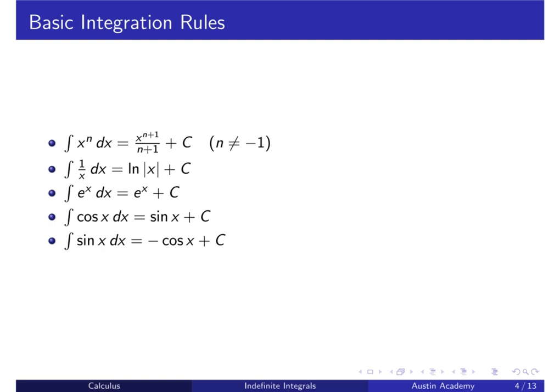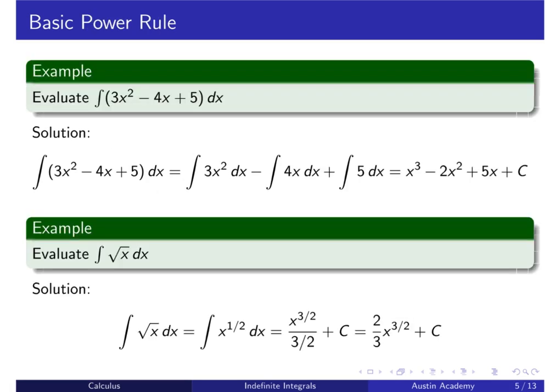Basic integration rules. Some rules to remember. The integral of x to the power n, with respect to x, is x to the power n plus 1 over n plus 1, plus C. This only works when n is not equal to -1. The integral of 1 over x is natural log of the absolute value of x, plus C. The integral of e to the x is just e to the x plus C. The integral of cosine x is sine x plus C, and the integral of sine x is negative cosine x plus C. Let's try an example.